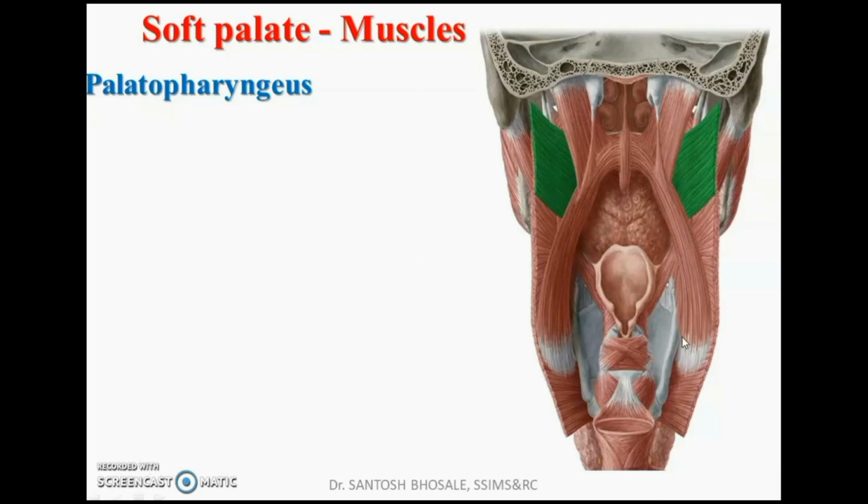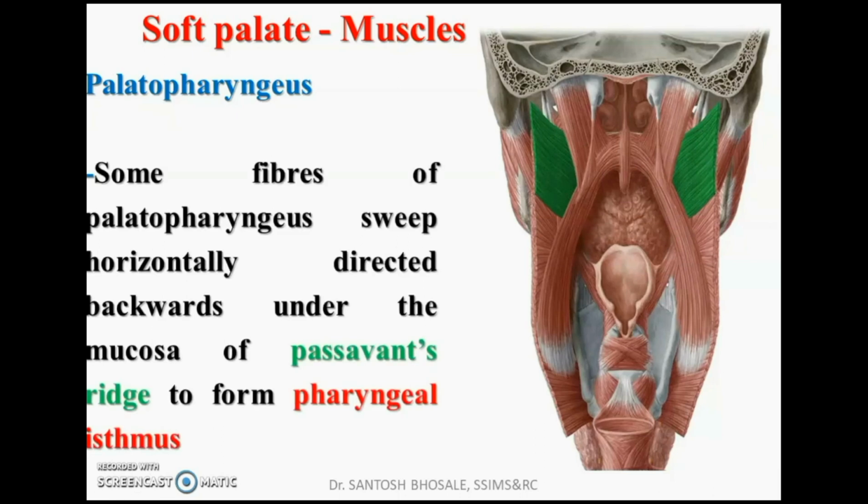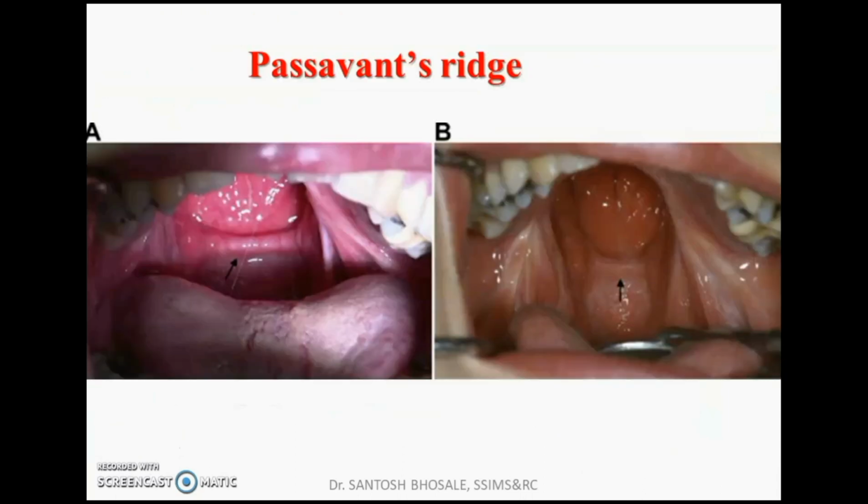The green color area what you are seeing, that is the horizontal fibers of palatopharyngeus forming the pharyngeal isthmus. So some fibers will run transversely there. They sweep horizontally directed backwards under the mucosa of Passavant's ridge to form pharyngeal isthmus. So soft palate will move backwards and join with this fold to close the pharyngeal isthmus, separating the nasopharynx from oropharynx. That is the black arrow is indicating the mucosal fold, that is Passavant's ridge. That fold is because of the horizontal fibers of palatopharyngeus. So you will notice that is pharyngeal isthmus.